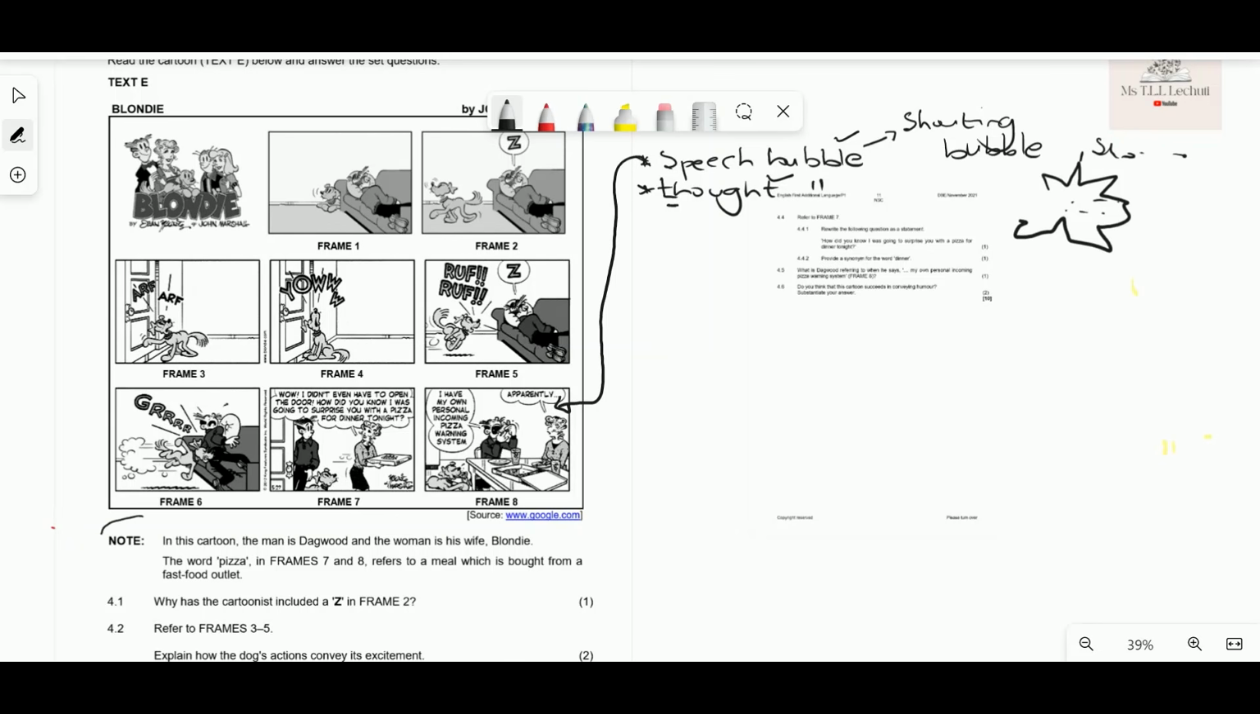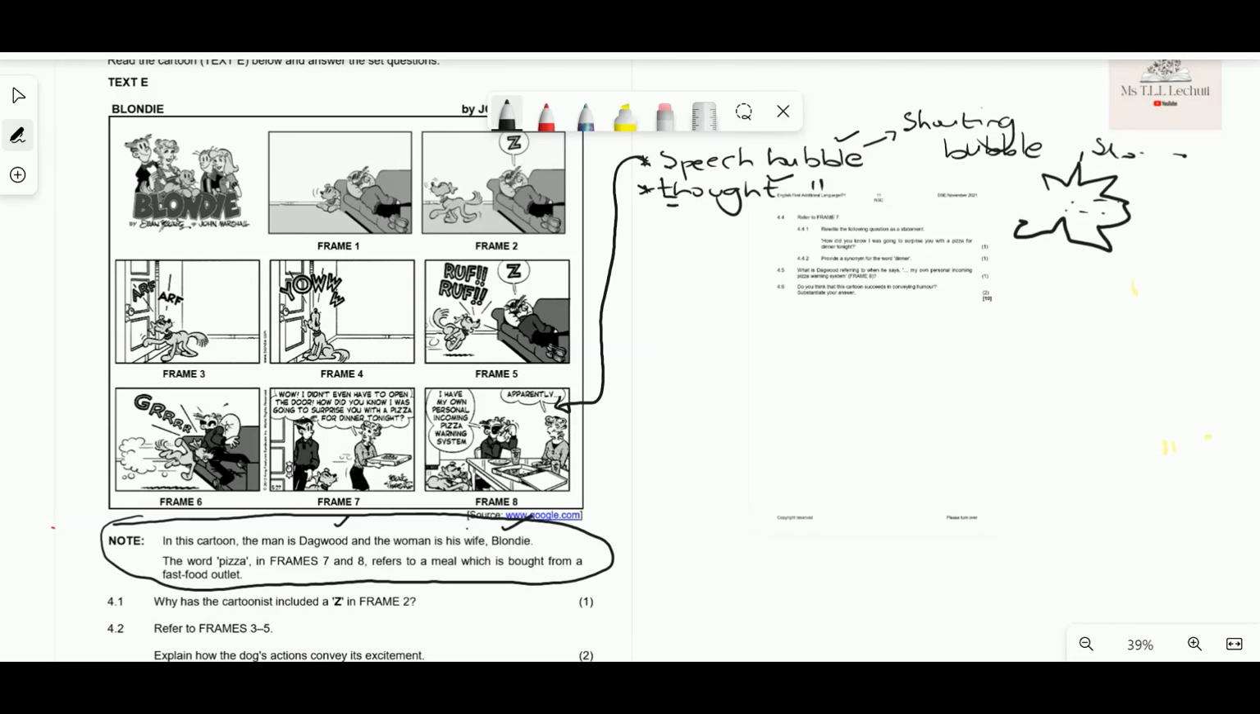It is important now to go to this section of the question paper and thoroughly read what is happening here. In this cartoon, the man is Darkwood and the woman is his wife Blondie. The word pizza in frames 7 and 8 refers to a meal which is bought from a fast food outlet. So we've got a couple, and I also see a dog. How many frames do we have? We've got frame 1 up until frame 8.